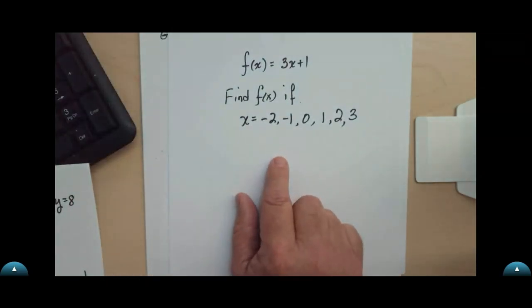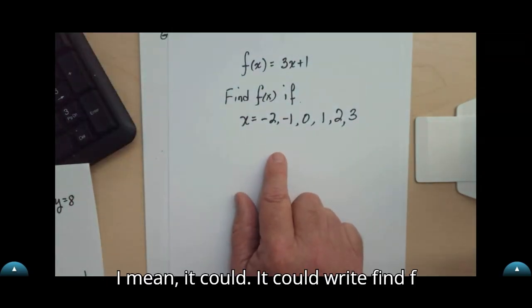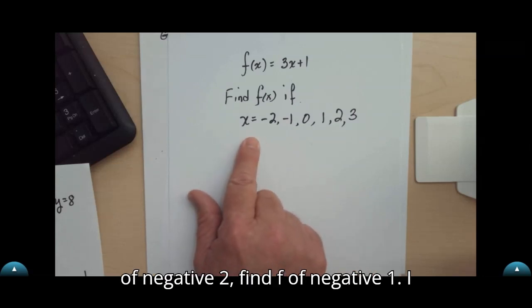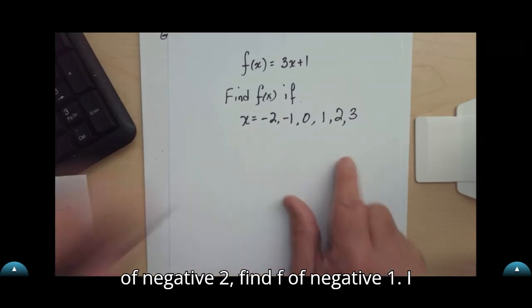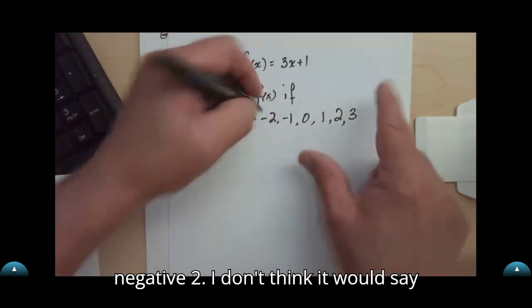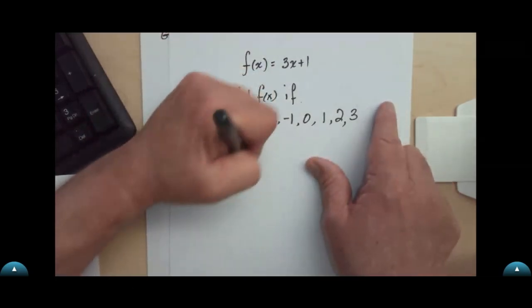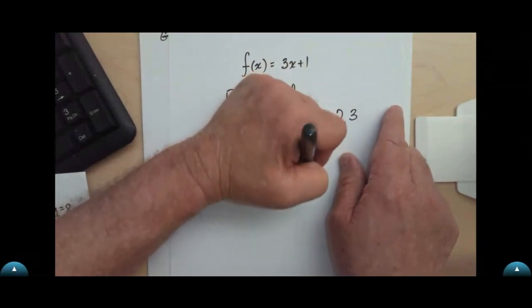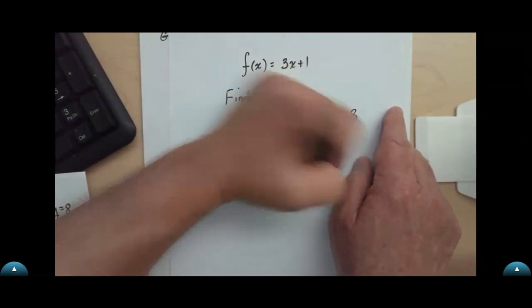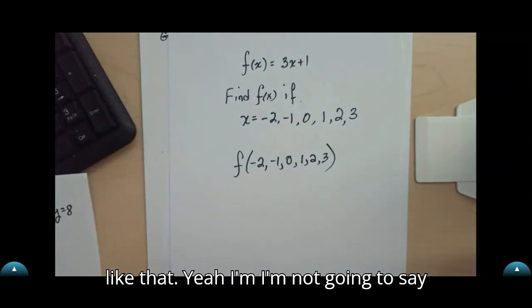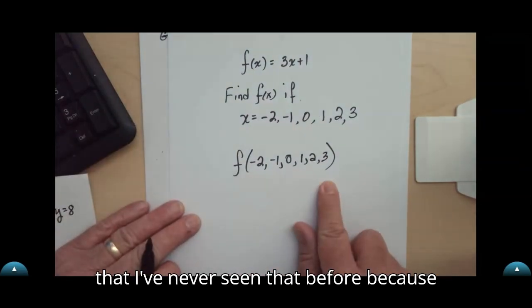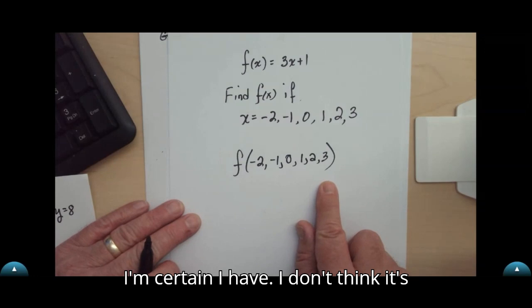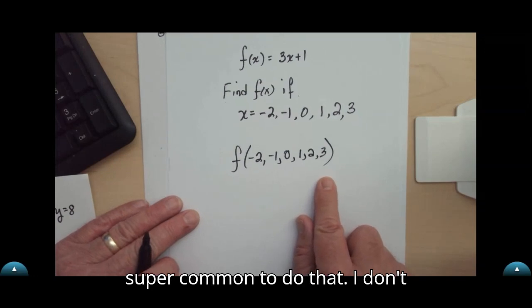Oh, so it won't actually put it in parentheses with the x? I mean, it could write find f of -2, find f of -1. I don't think it would say it that way. You're asking, would it ever do this? I'm not going to say that I've never seen that before because I'm certain I have. I don't think it's super common to do that.